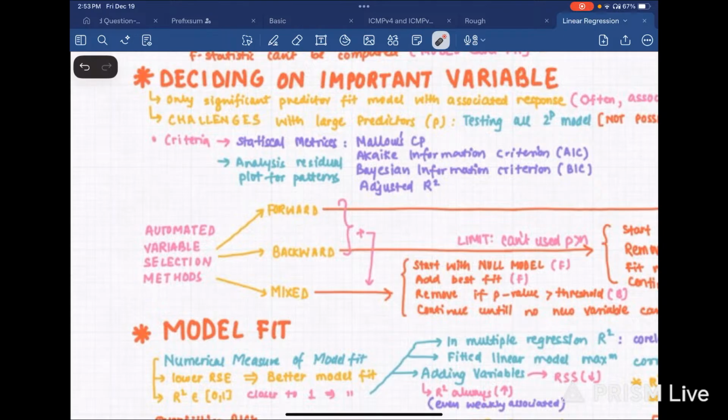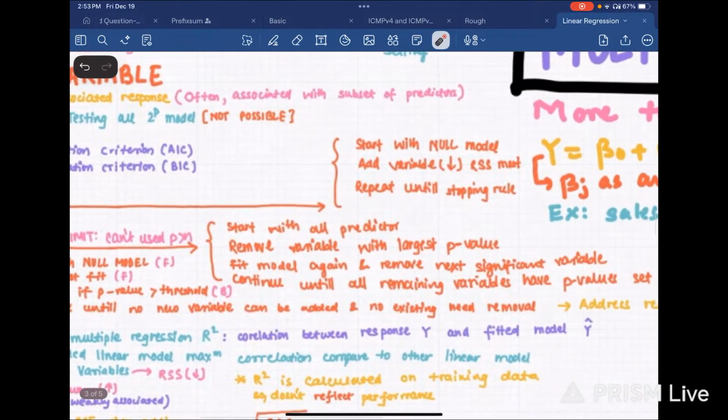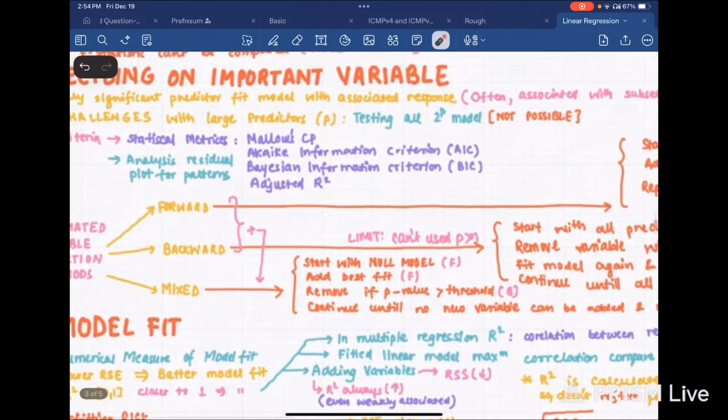The forward method is to start with the null model and add the variable that decreases the RSS the most, and repeat until the stopping rule. So we take the first decrease in RSS, then the second, and repeat until the stopping rule.